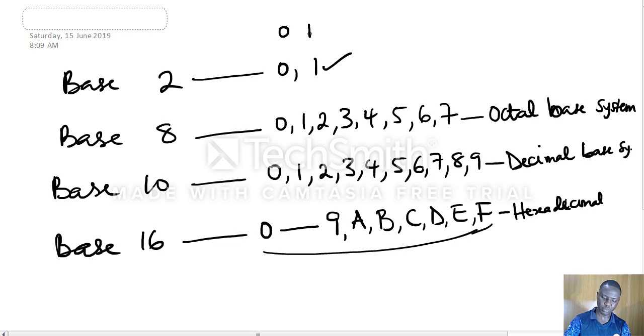Other base systems are also used by other systems, but the one mainly used by we humans is the base 10, which I also call the decimal base system. This is the one understood by man, and in order for us to communicate very well with our electronics, we need to know how they see whatever instruction is being given. So that will lead us into conversion from base 10 to other base systems. So we need to know how this conversion is being done.